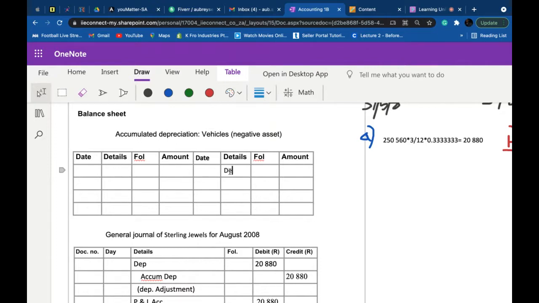Now we're just going to the accumulated depreciation. And here we're just saying, okay, depreciation. That was for 2008, 20,880. And here, depreciation. And now for 2009, here we had 76,560. Then you add those two together, you should get 97,440. Sorry, my bad. Okay, 97,440.